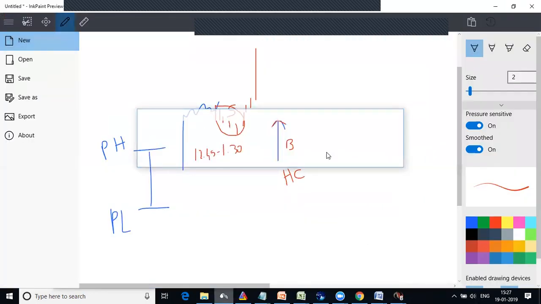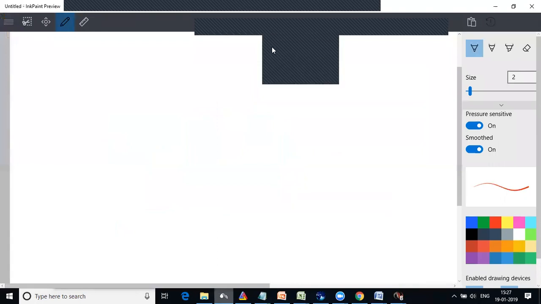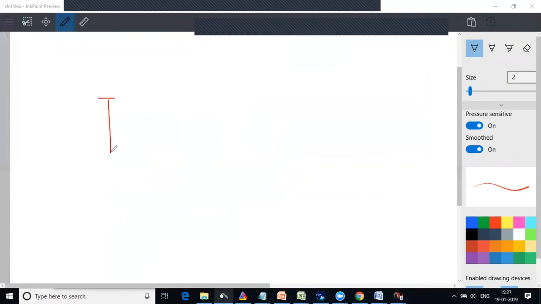I think yesterday's Nifty example. I'm not very sure. Let me go back and check. Right, so this is previous day high, and this is previous day low.